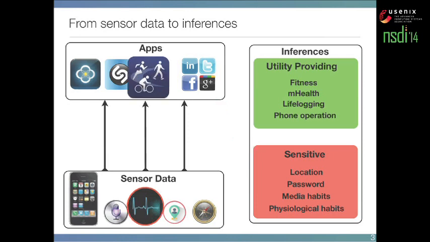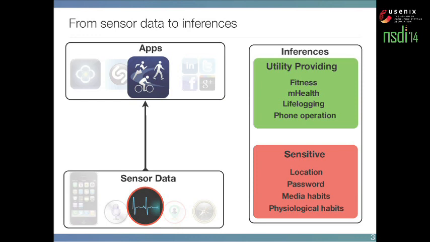The user installs a health application on his phone. Now, this application has access to the accelerometer and the gyroscope sensors. Now, using the data, the application can create an activity profile of the user over a period of time and use that to provide a fitness score, which is utility providing to the user.